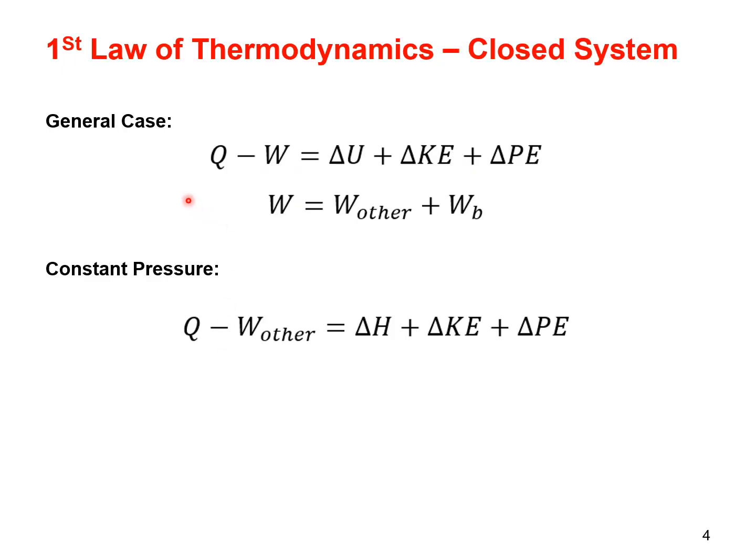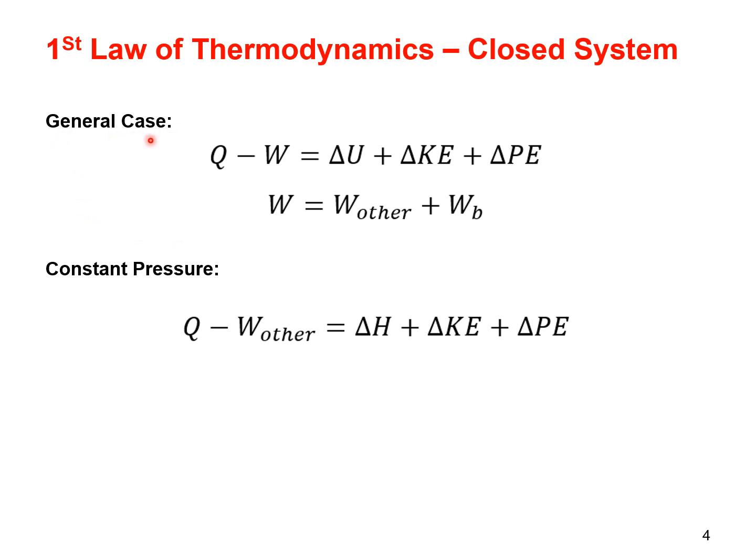The book goes through and derives two fundamental equations. The most general case is shown here: Q, heat, minus W, work, equals the change in internal energy, which is represented by U, plus the change in kinetic energy, plus the change in potential energy. The work can be boundary work, which we talked about in the last lecture, or it can be other kinds of work we'll touch on in this specific lecture.